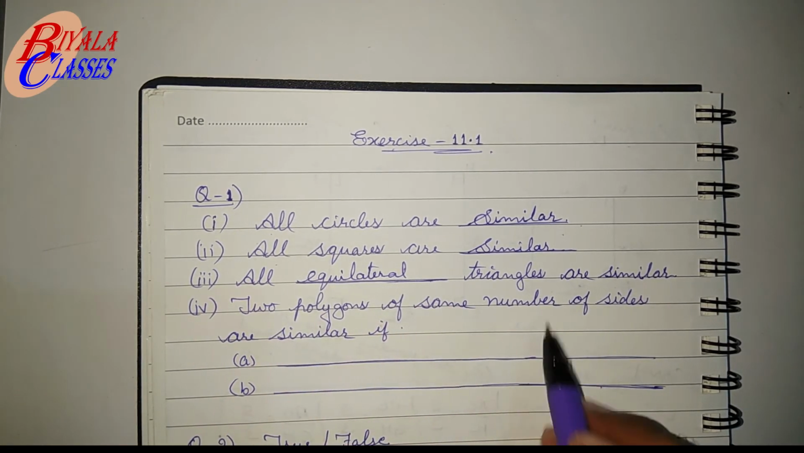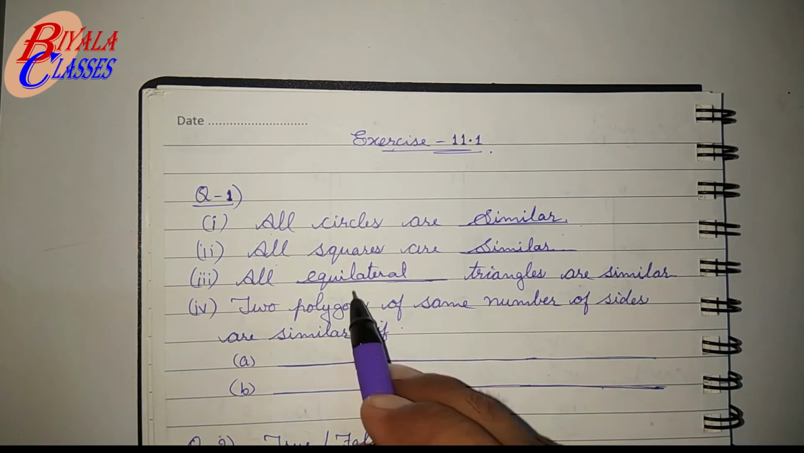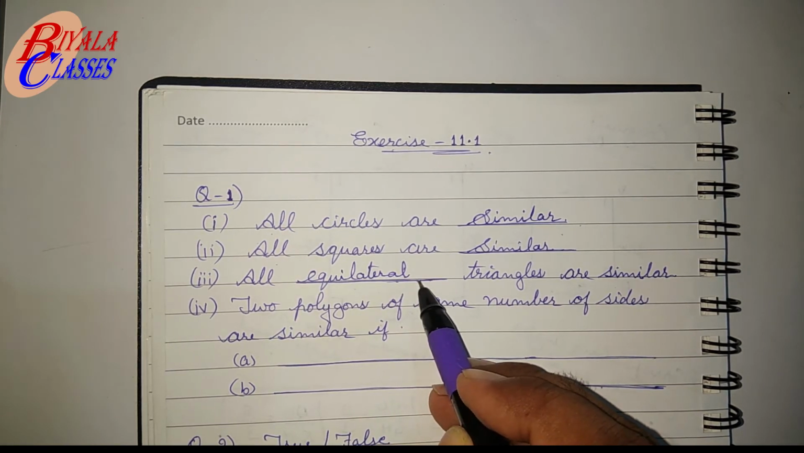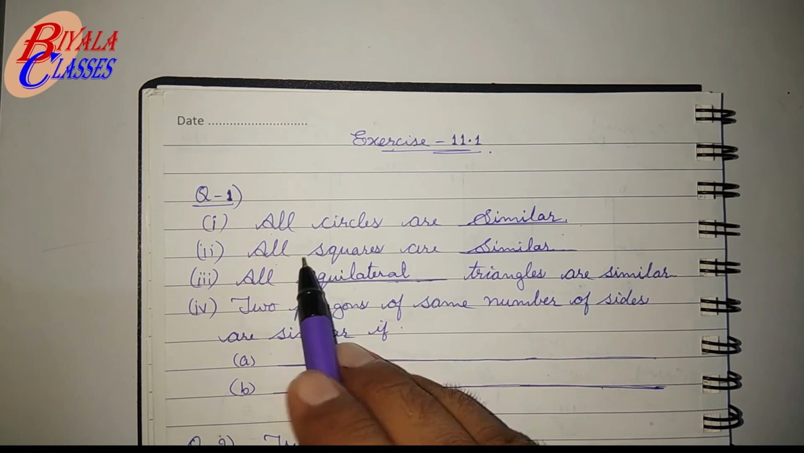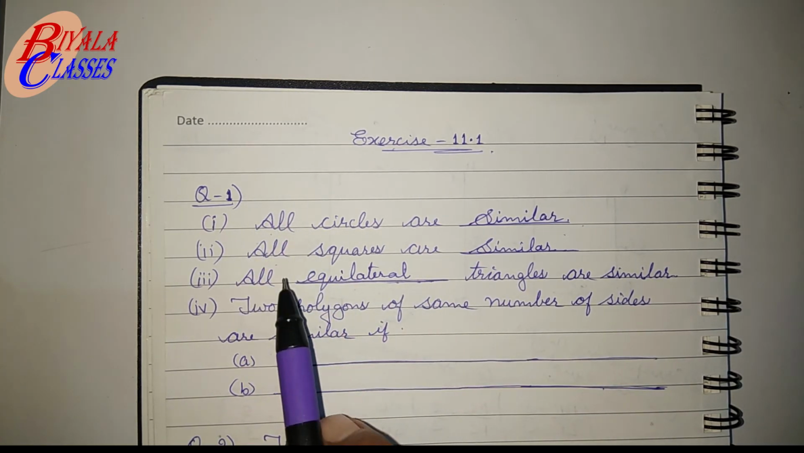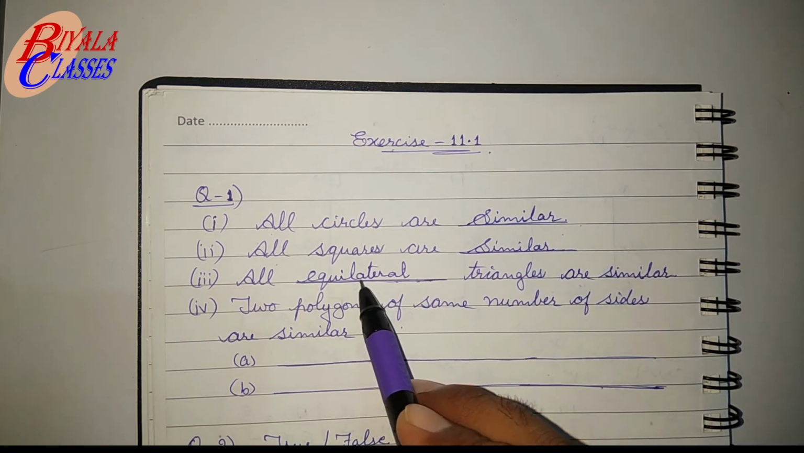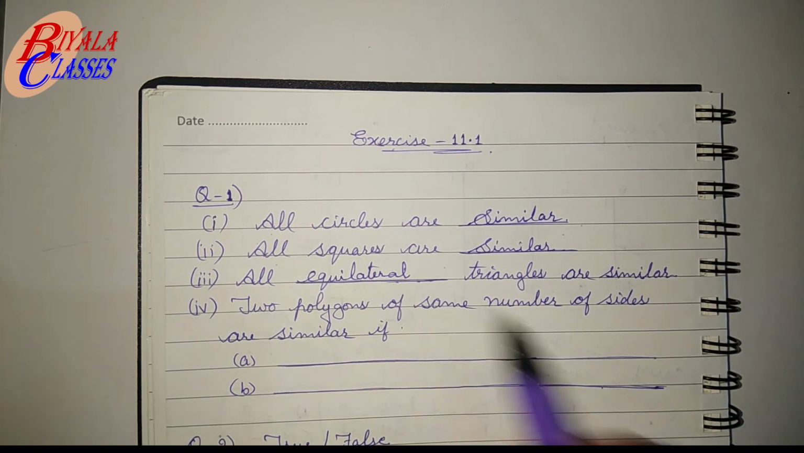The equilateral triangles are similar to each other because in all the equilateral triangles, the corresponding angles are equal. Each angle is 60 degrees. And of course, as I gave you the example of the square, all the sides are equal. Same is the case with triangles, that is the equilateral triangle.